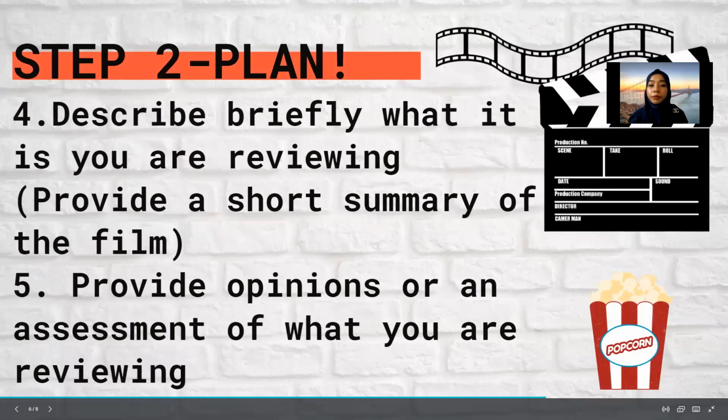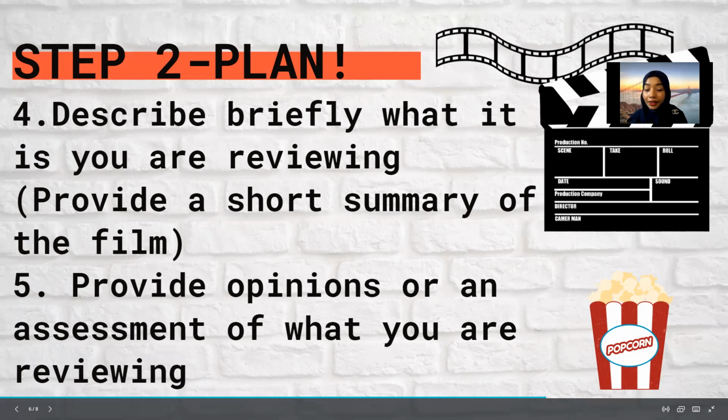Okay, step number four is for you to describe briefly what it is that you are reviewing. What we mean by that is, yes, you might need to provide a short summary of the film, or probably we also call it a synopsis of the film, but not too much, because what we want to know is whether it is worth watching, rather than having you retell what is in the movie or the film.